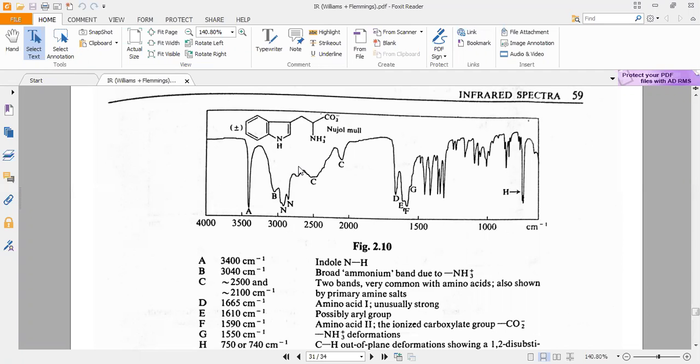But look at here, what are the characteristic signals? This is the zwitterionic form, if you remember. Zwitterion is what? This is an amino acid called tryptophan. We have an indole ring present. This is called indole: a benzene ring fused with a five-membered pyrrole ring, commonly called indole, natural. And this is an amino acid: a carboxylic acid, at the alpha position an amino group, and then an alkyl group. This alkyl group is characteristic.